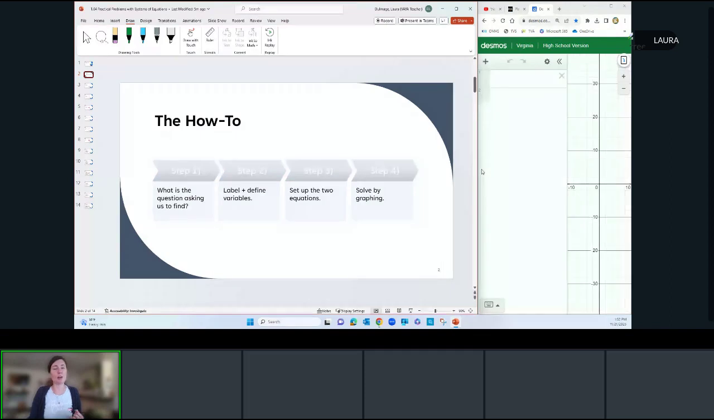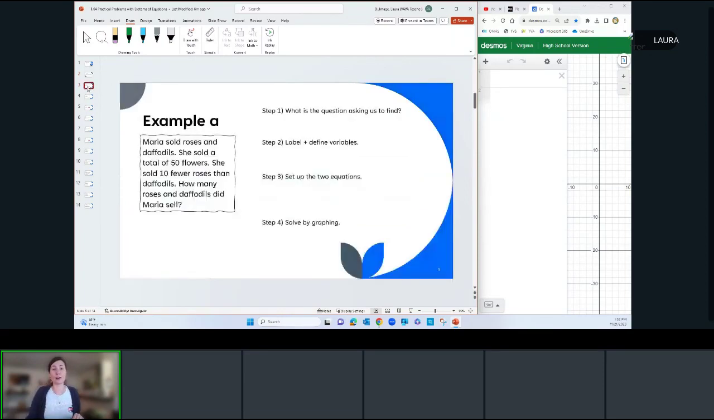Step 3 is probably the hardest step. Set up the equations. We're essentially taking the scenario written out in words and we're transforming it into math equations. And then lastly, step 4, I think, is the easiest one. We're just going to plug those equations right in and see where that intersection point is. That's how we solve a system. Let's do some examples with this 4-step process.